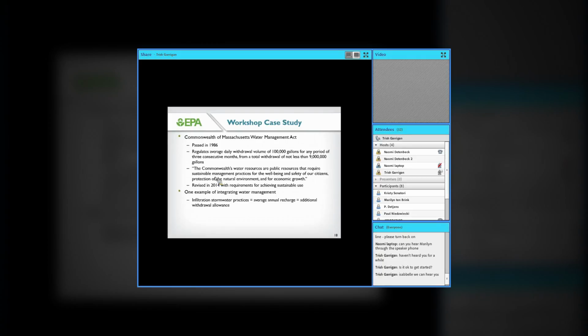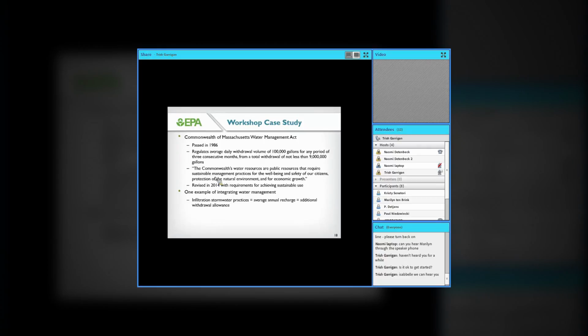And one example in the act of integrated water management is that infiltration stormwater practices under the act qualify for additional withdrawal allowance. So you take the average annual recharge of an infiltration stormwater practice, and it can provide you with additional withdrawal allowance. I'll just say that there are caveats to that. There are demand management practices and other things that must be in place before this allowance is made, but it is a very specific example of recognizing the connection between stormwater and water supply.